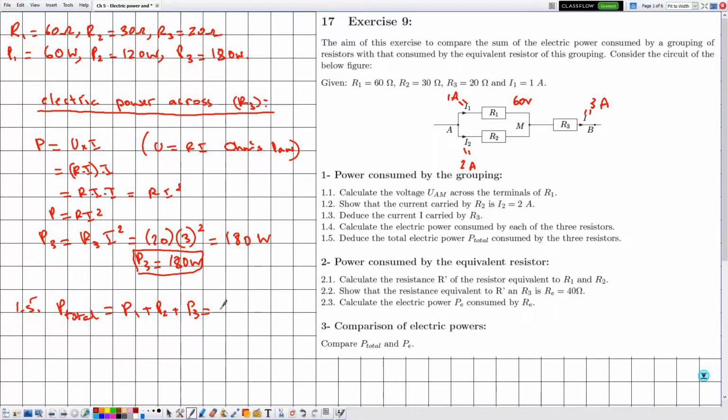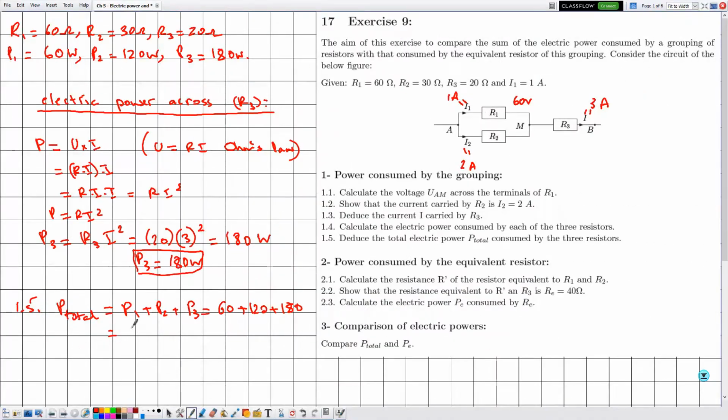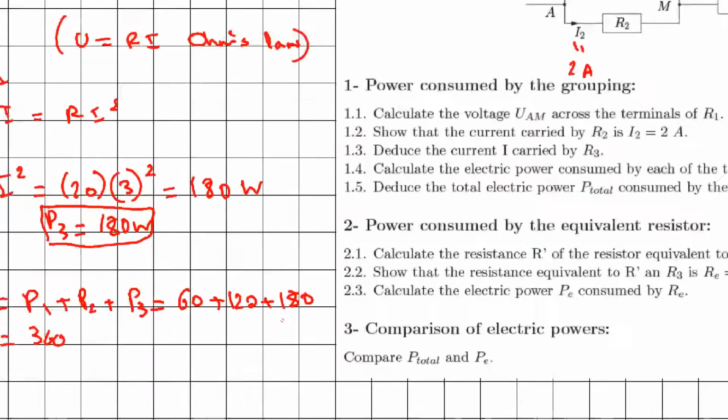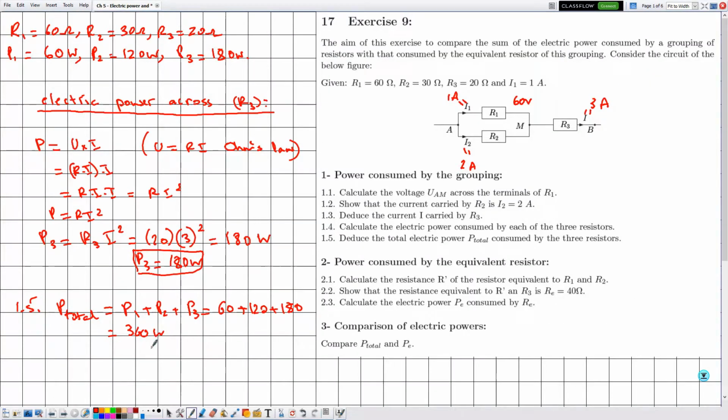Now the value of P1 is given by 60, the value of P2 is given by 120, and the value of P3 is given by 180. Plugging these values on the calculator, we can check that the value of P total is given by 360. Since all of these are expressed in watts, the value of P total will be in watts. So P total is equal to 360 watts.